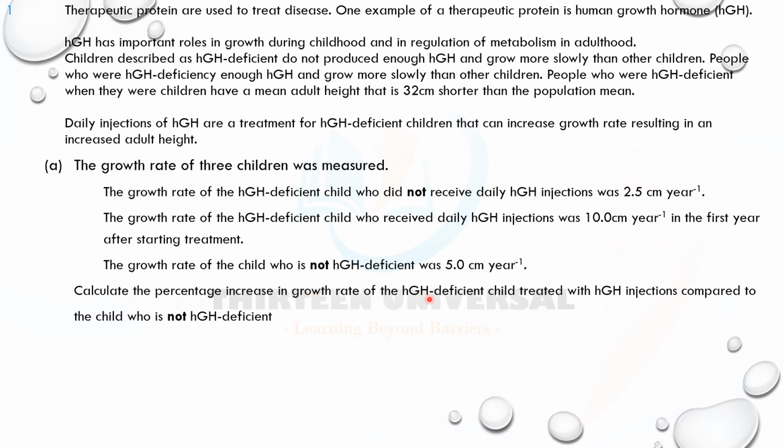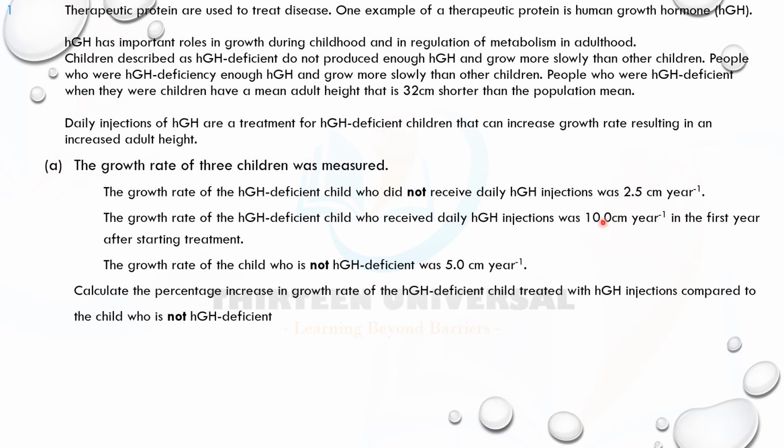Calculate the percentage increase in growth rate of the HGH deficient child treated with HGH injections compared to the child who is not treated. Pause the video and try to solve the question. All right, this is a math problem. When the child is not treated, the child grew by 2.5 cm every year. Bring out your calculator. If this child is treated, the child grows from 2.5 to 10.